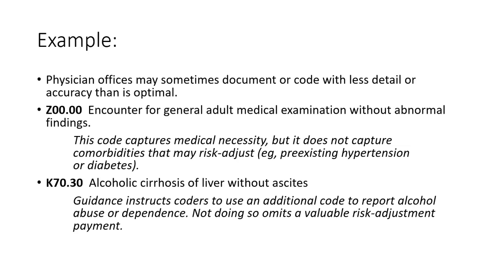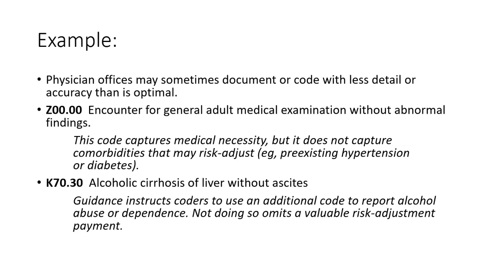Because think about it, with code Z00.00, which is encounter for general adult medical examination without abnormal findings. This code captures the medical necessity, but it does not capture the comorbidities that may risk adjust, such as your pre-existing hypertension or diabetes. We're quick to identify that Z00.00 code for the encounter, but we don't capture those pre-existings.